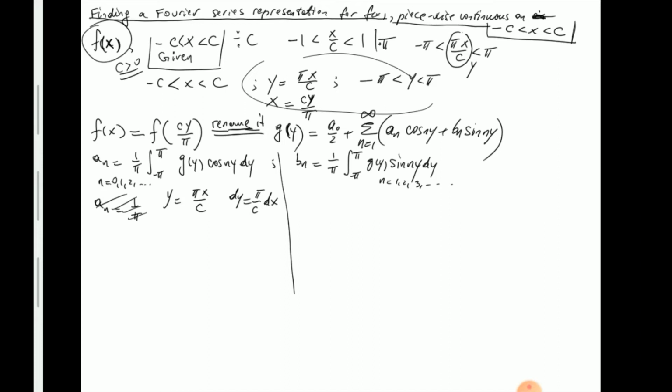And we also have to change the bounds of integration. So if y equals minus pi, go back to the substitution and replace y with minus pi. Pi cancels, and that gives you x equals minus c. So the lower bound of integration is minus c. And if I replace y with pi, pi cancels, and then x equals c.